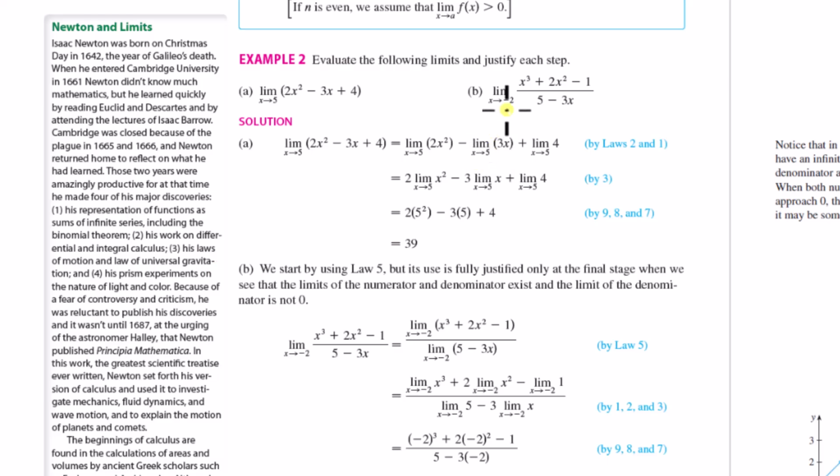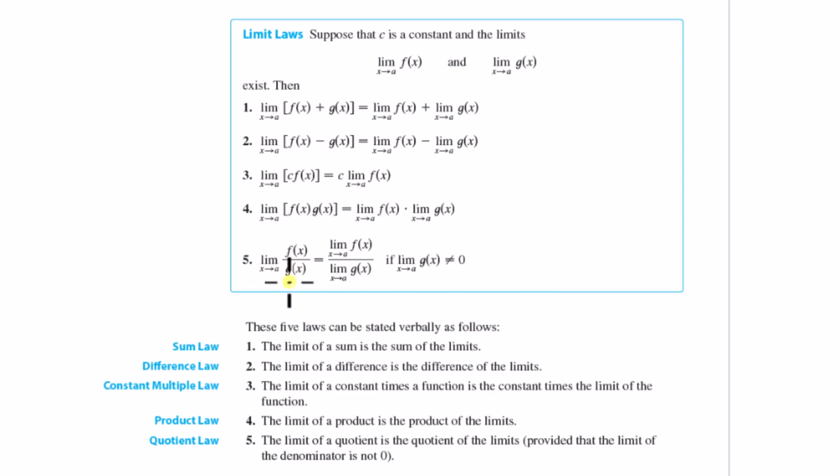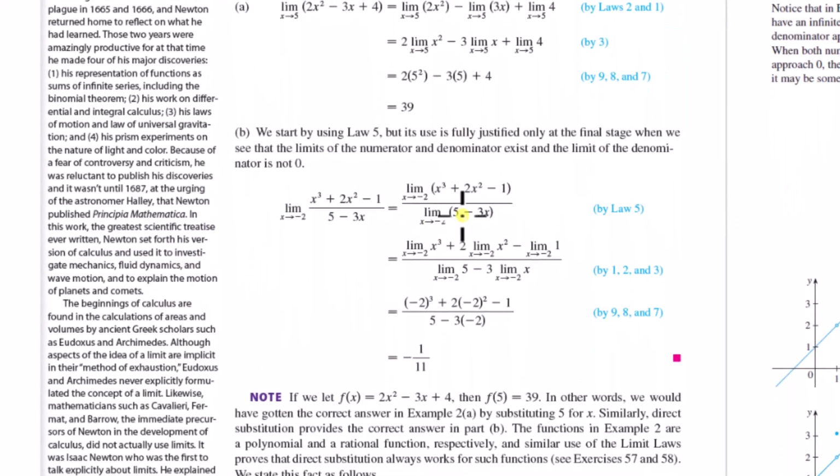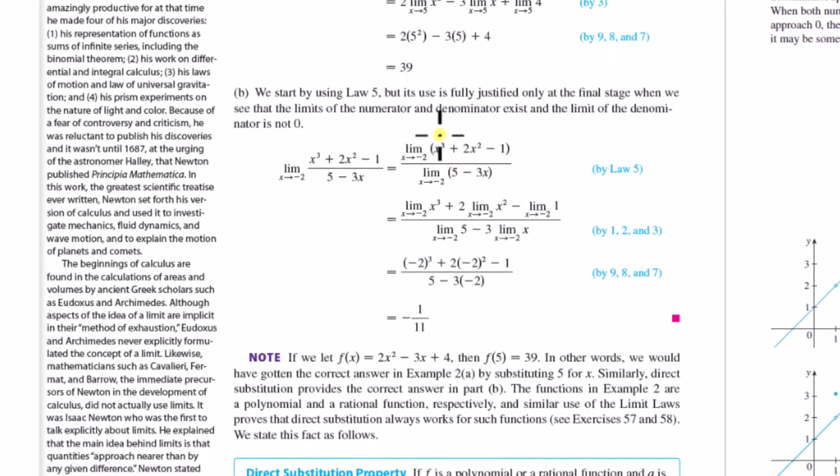And now for part B, they start by just using the quotient rule. They don't call it the quotient rule, but it's rule 6 here. And they distribute the limit to the numerator and denominator. Then they just go through the same process as what we just did in part A for the numerator and denominator. And they get minus 1 over 11.